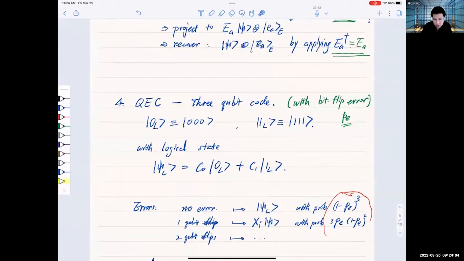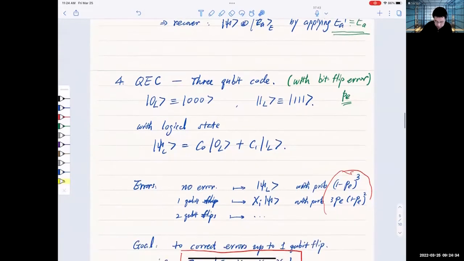Let's assume there's a probability p_e for the bit flip error. Tentatively assume it's a process with a fixed probability for each qubit to have a bit flip. Then no bit flip error for 3 qubits will have a probability of (1 - p_e) to the power 3. The probability to have a single bit flip error out of one of the 3 qubits will be 3 p_e (1 - p_e) squared. And similarly, we can do the 2-qubit flip or 3-qubit flip.